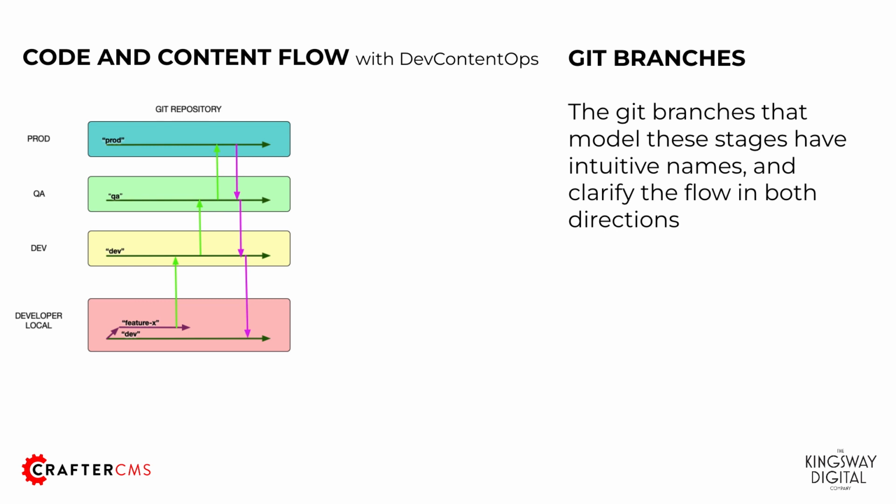They will produce code that's ready to go. They'll send it up to the development environment, where it'll get integrated, validated, and then pushed up to QA and then prod. But you'll notice that we still have the ability to pull content down through these systems. So how does that work?